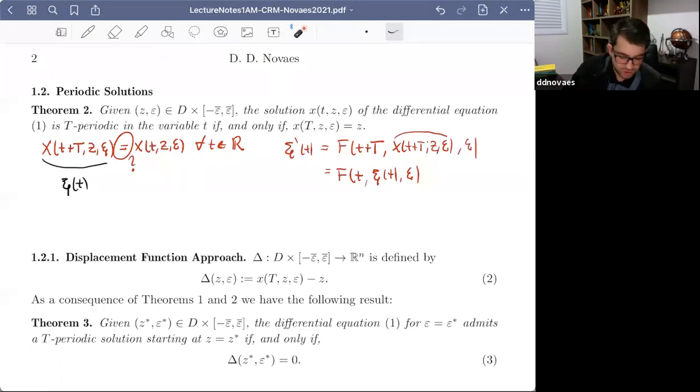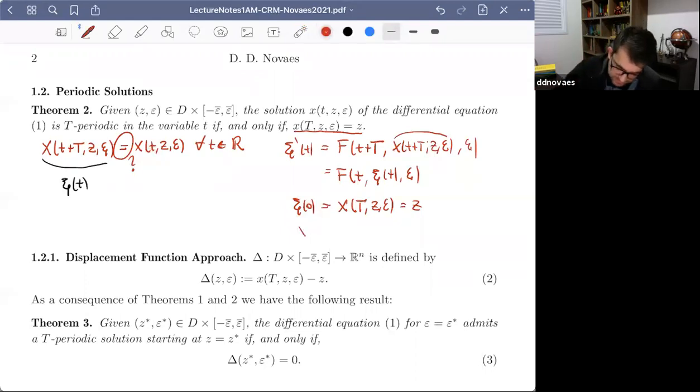Now I have to check the initial condition in order to see which initial value problem Xi solves. Xi of 0 is equal to x(T, z, epsilon), and by hypothesis it's equal to z. So Xi and x satisfy the same initial condition. Then by the uniqueness property we conclude that x(t, z, epsilon) is equal to Xi of t, which is equal to x(t + T, z, epsilon).